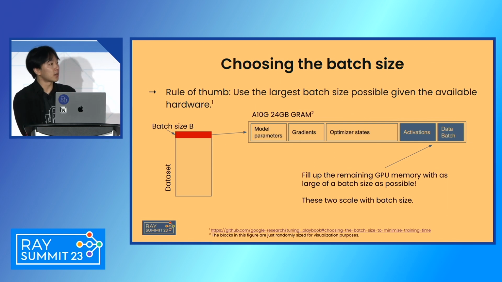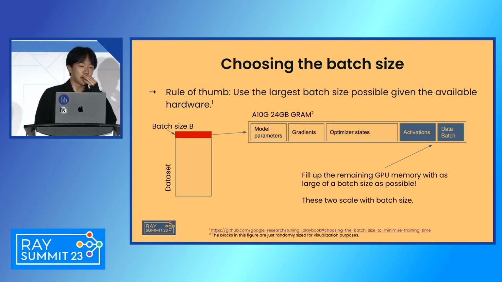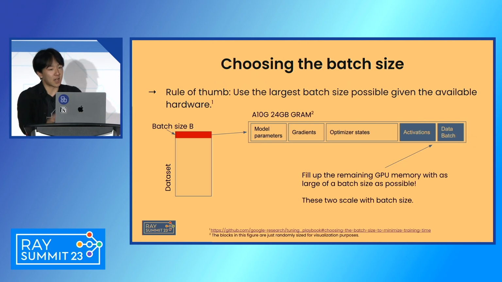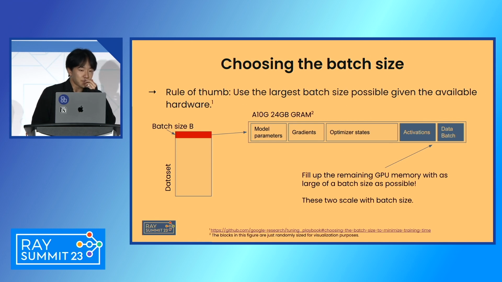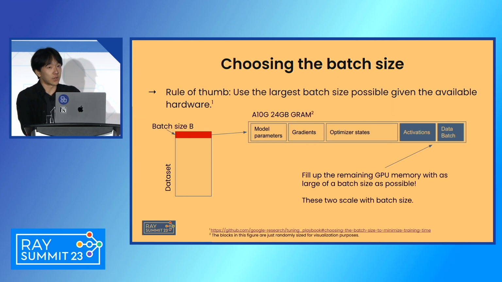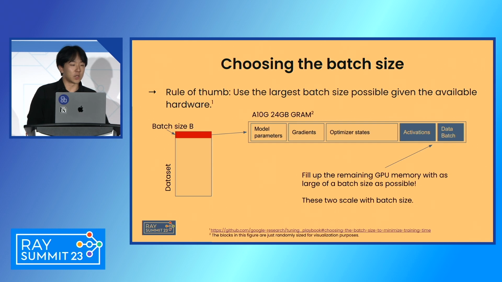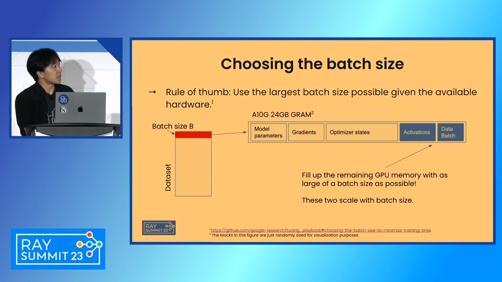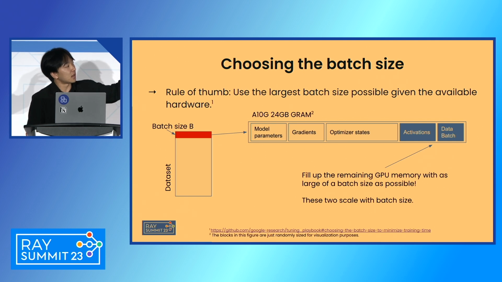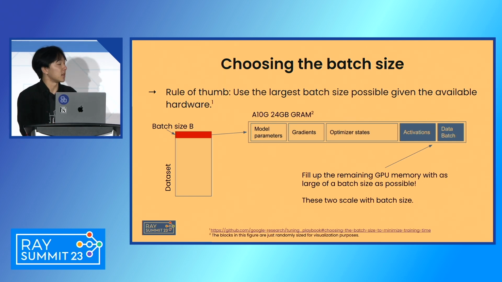Okay, so now that we've configured what kind of hardware we're using, we'll dive into how to configure the batch size, which is one of the parameters that is affected by data parallel training, and basically configures how much parallelism you can actually apply to your training. One rule of thumb is to use the largest batch size possible for your given hardware. You have these two blocks in blue, which will scale with your batch size. You want to pick your batch size B so that all of these blocks fit just right in GPU memory, so you can get the maximum utilization.